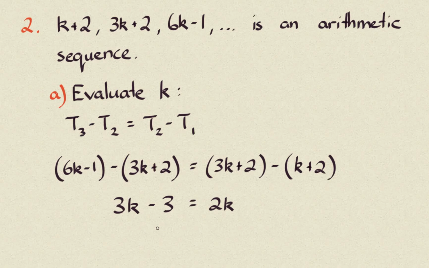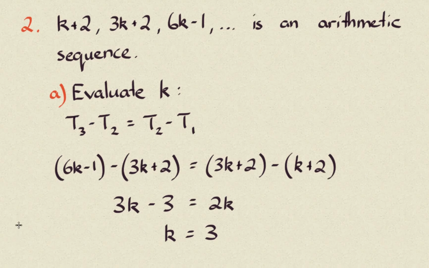Let's subtract 2k from both sides, and we get k, and at the same time we will add this negative 3 to find that k is equal to 3. Now on to part B.